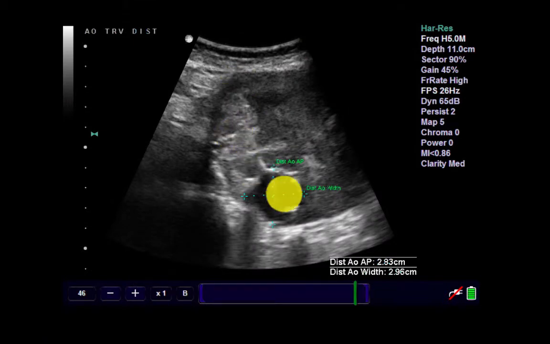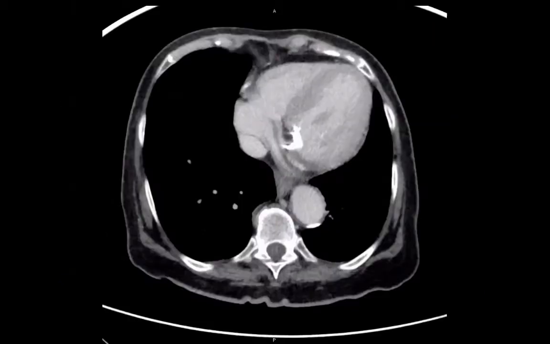I'll show you a still. Now, this is not the measurement, again, we want to take. The measurement we want to take is this, right? Measuring the entire aneurysm sac, and you can see vertebral body over here. Here's the patient's CAT scan.